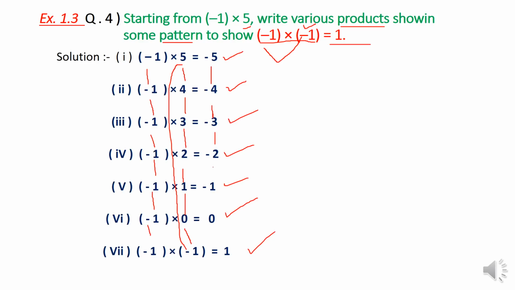So that's why from the pattern we have proved that, see here the last product is 0, and after 0 what comes here is 1. That's why we have proved that minus 1 multiplied by minus 1 will become plus 1. So the product of any two negative integers is always a positive integer.